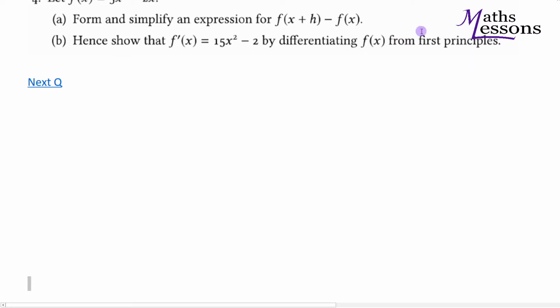This should be a little bit easier if you can remember how to do your differentiation by first principles. So I'm going to give you just 3 minutes to do this question.